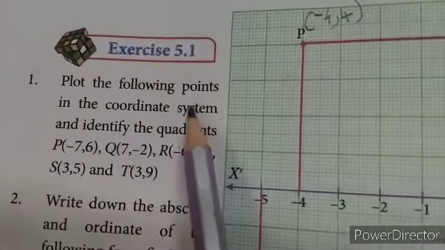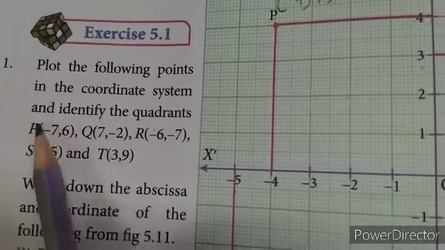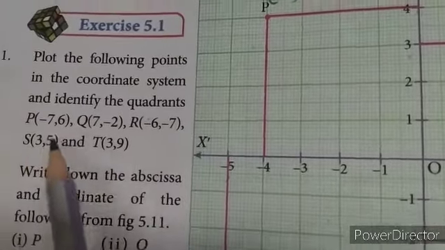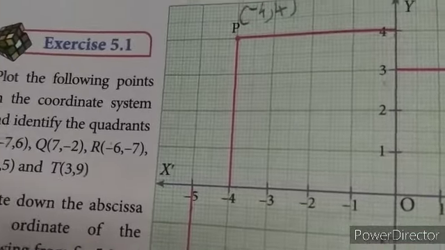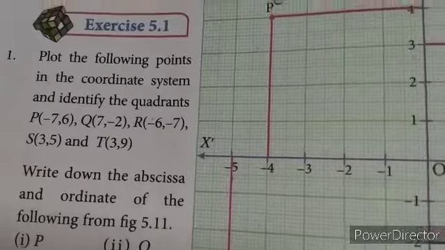Let's try the first sum in this exercise. Plot the following points in the coordinate system and identify the quadrant. Here in this sum, we have to plot the points and also write which quadrant the pair will come in.